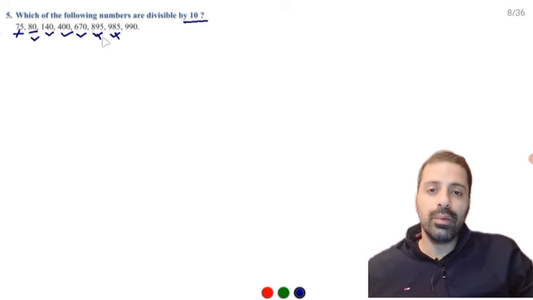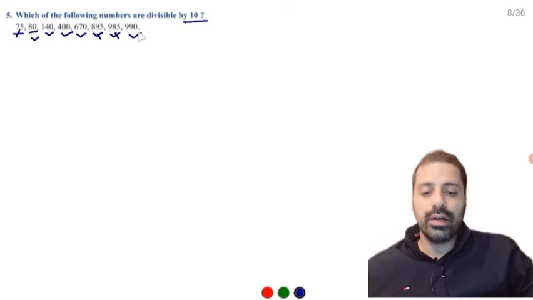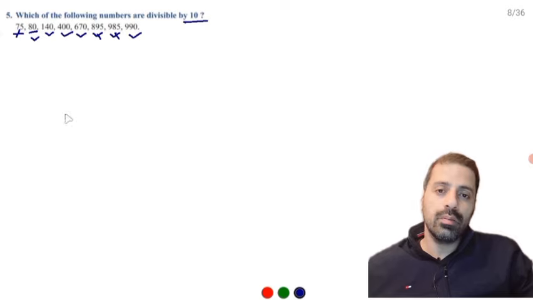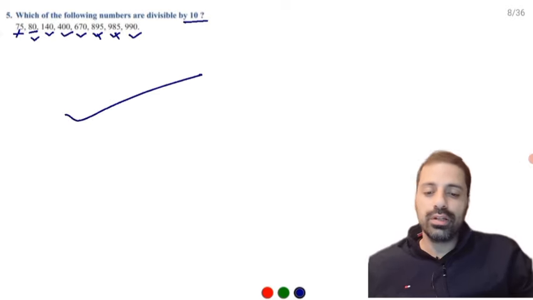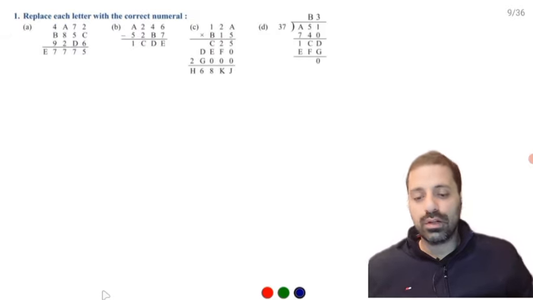985, again the unit place digit is 5 here, so it is not divisible by 10. 990, the unit place digit is 0 here, so it is divisible by 10. I hope you understand this question very well and can do it yourself.